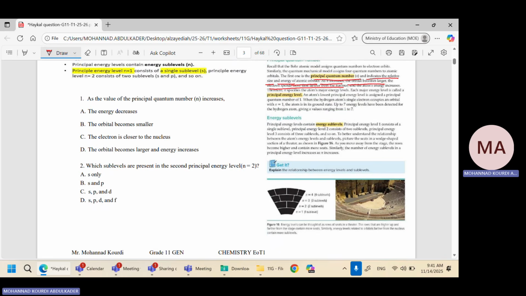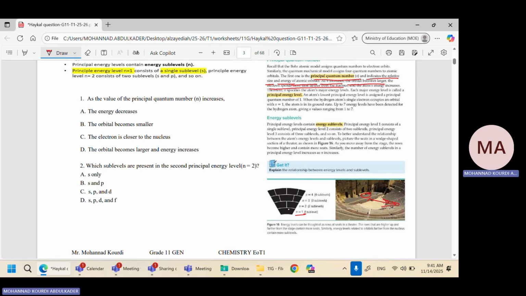And as you see here in the figure, it shows you the relationship between the principal quantum number n and number of orbitals. For example, n equal 1, we have 1 orbital. N equal 2, we have 2 orbitals, and it will be larger than n equal 1. So it's just like an auditorium in the figure here, okay? As you go further from the center, everything will be larger and increasing, okay?